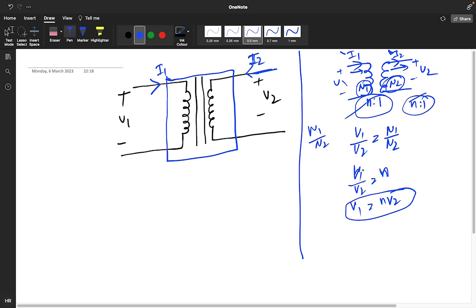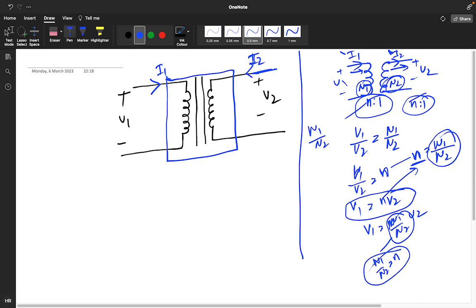But what does n represent? n represents the number of turns. A small n represents the number of turns in the primary side divided by the number of turns in the secondary side. Got it? Yeah. It's just a notation, just a small n. Either you can also write this as n1 by n2 into V2. It's up to you. This n1 by n2 is taken as a small n. Okay, it's up to you.